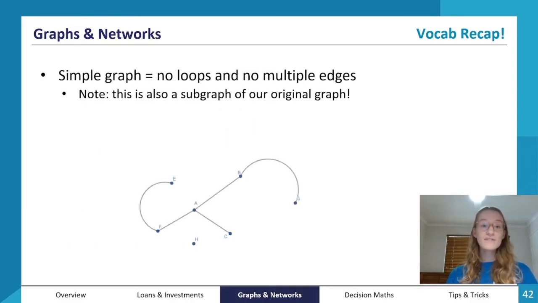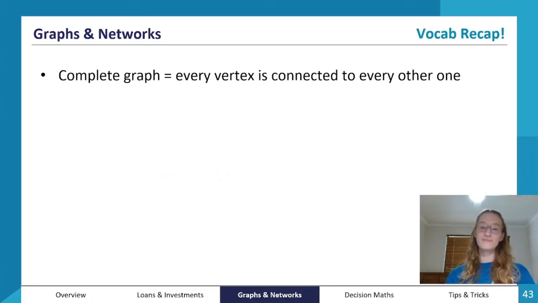A simple graph has no loops and no multiple edges, and note that this is actually also a subgraph of our original graph. We've just had some parts taken out to make sure that there are no loops and no multiple edges. So we've turned it into a simple graph.